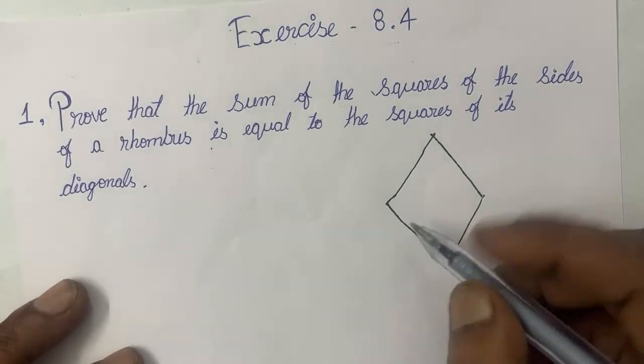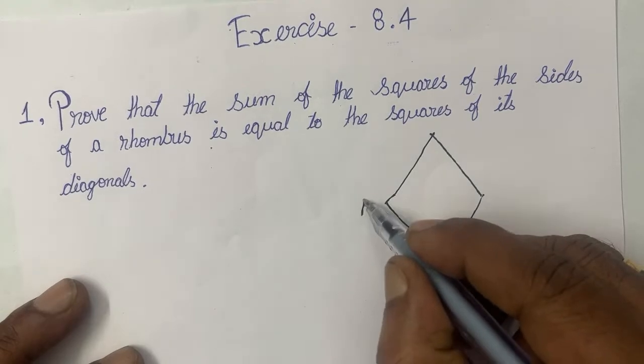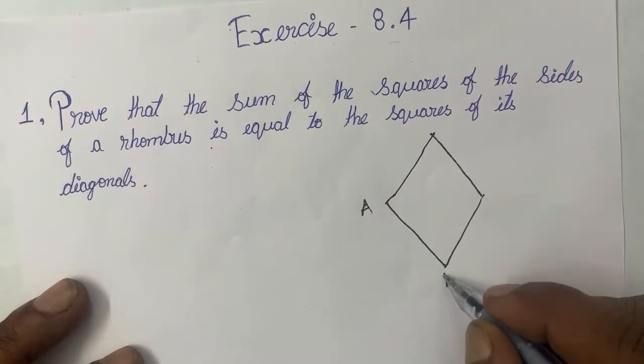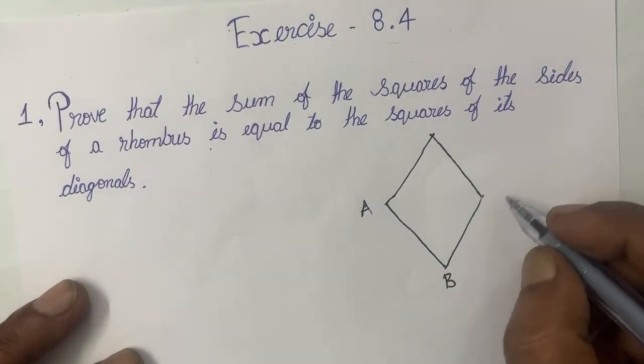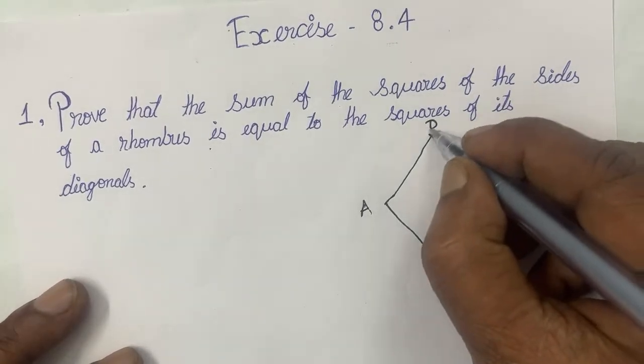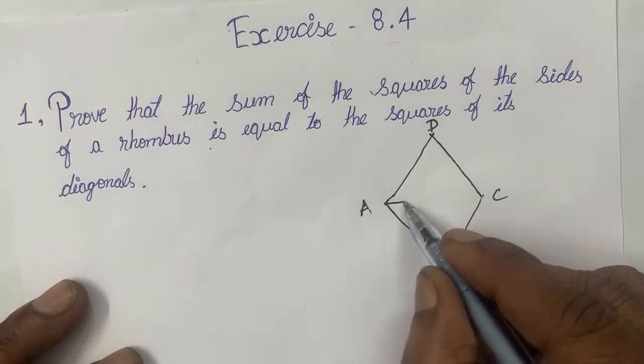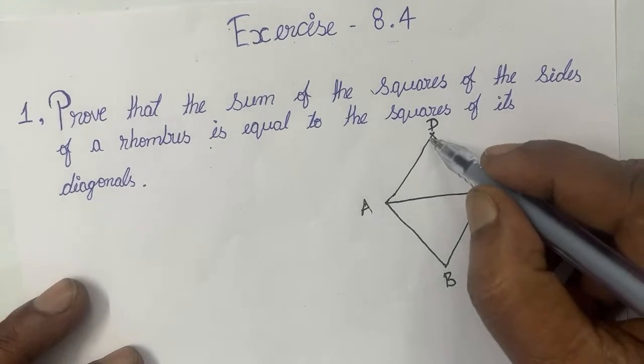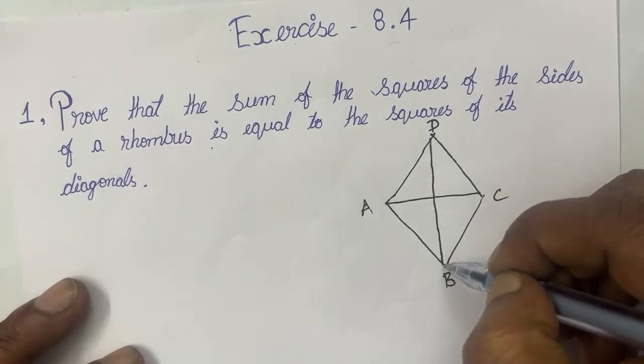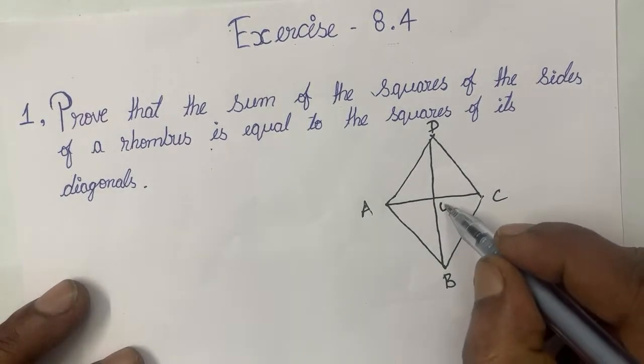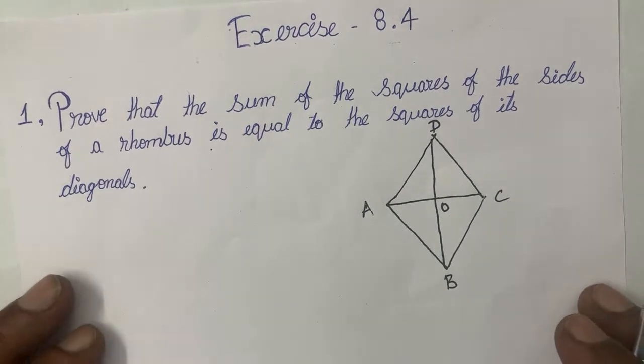This is the structure of the rhombus, and this is A, this is B, and this is C, and this is D. Here I am joining the diagonals. The meeting point of the diagonals I am writing as O.